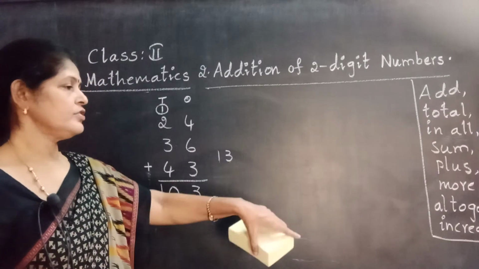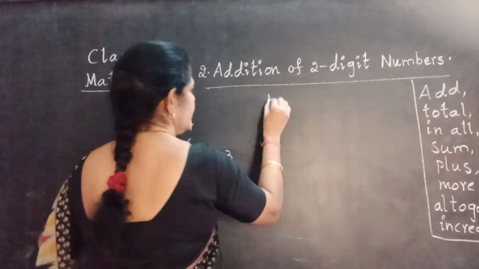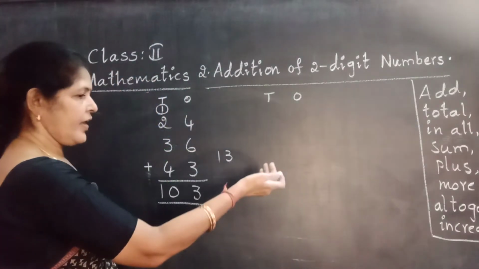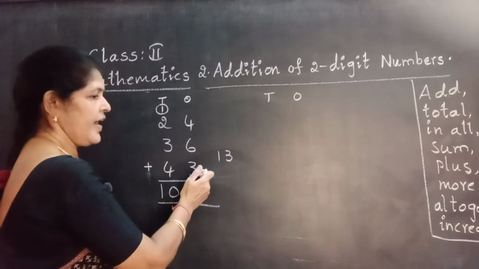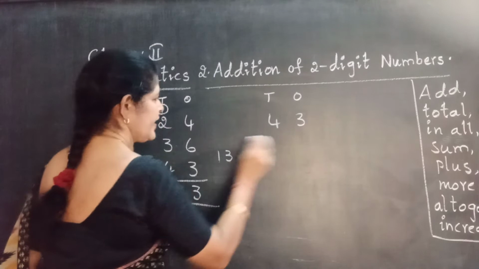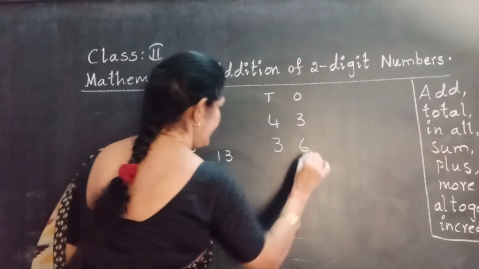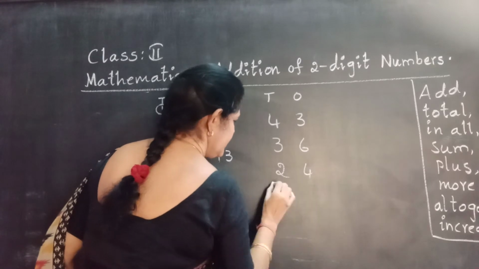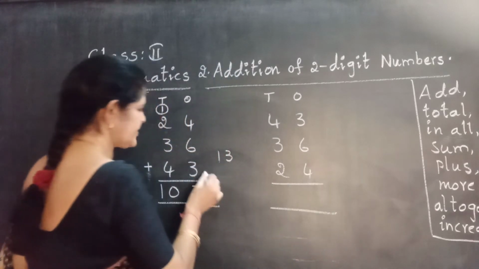Now we are going to check our answer. Again put the places. Now write the numbers in reverse order. That means 43 write in the first place. Second number write in the second place only. First number write in the third place. See, the numbers are in reverse order.